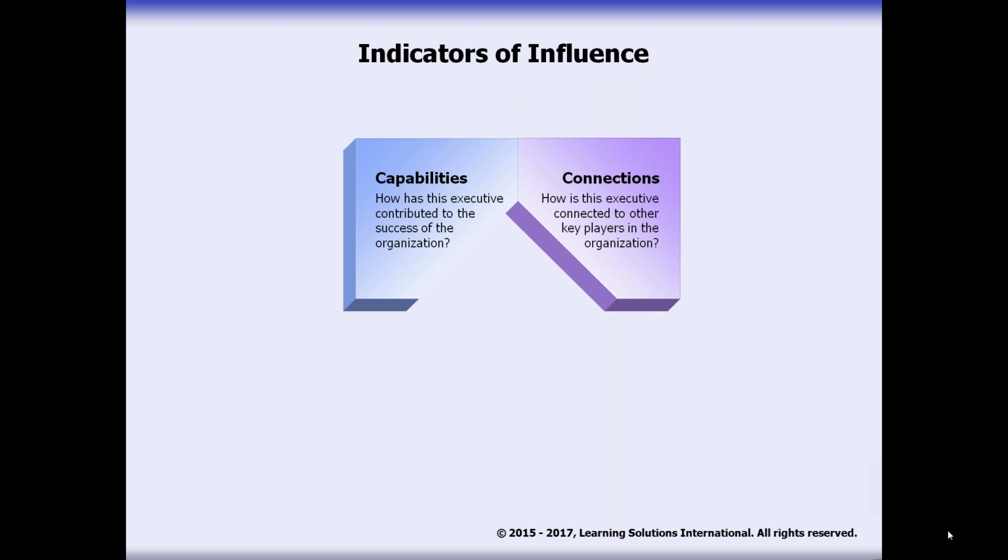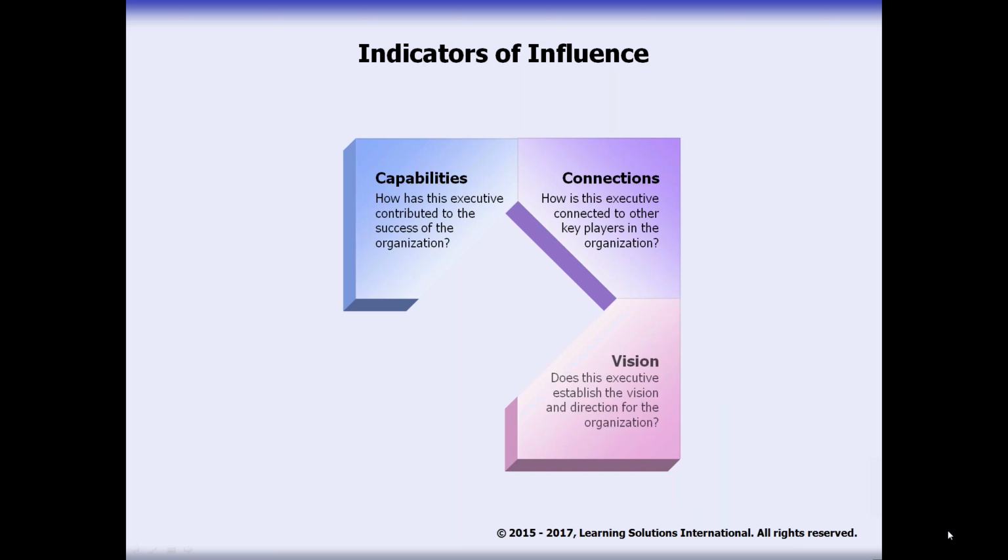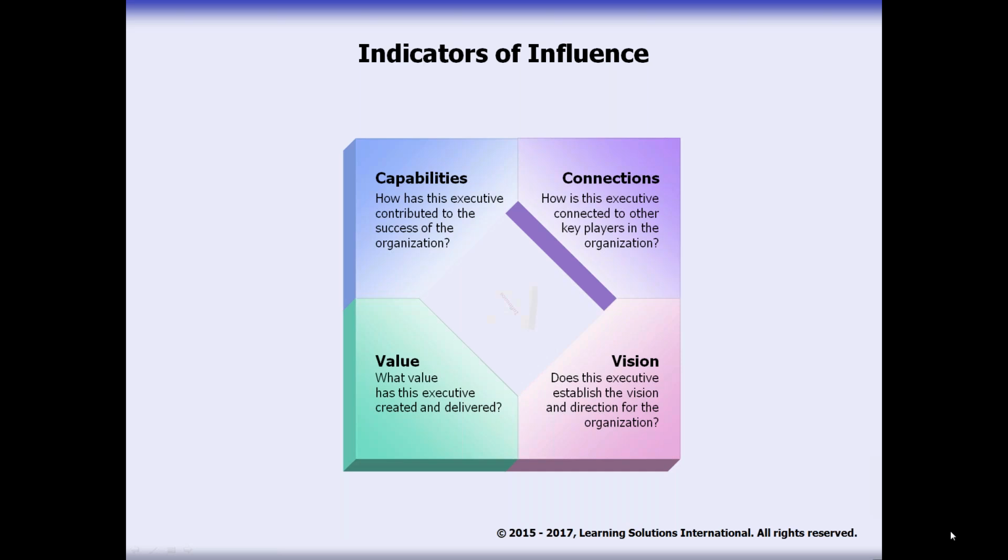I can't tell you how many times I've seen this in so many different organizations that I've worked with. Third, what kind of vision does this executive have? Does this executive establish the vision and direction for the organization or for the department? And lastly, what value has this executive or key player created and delivered to the organization? So these are what I call the building blocks of influence.